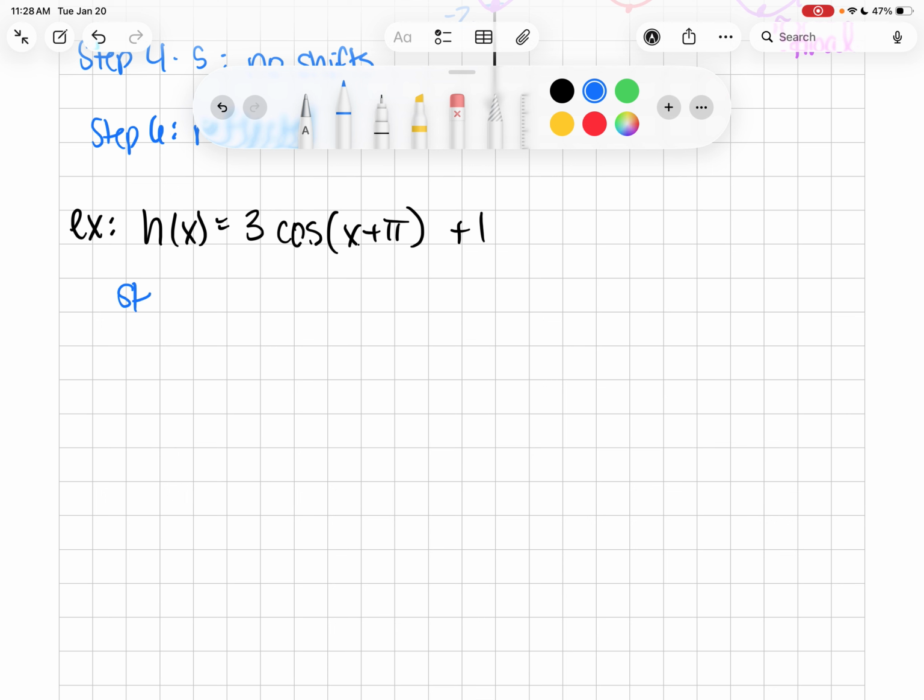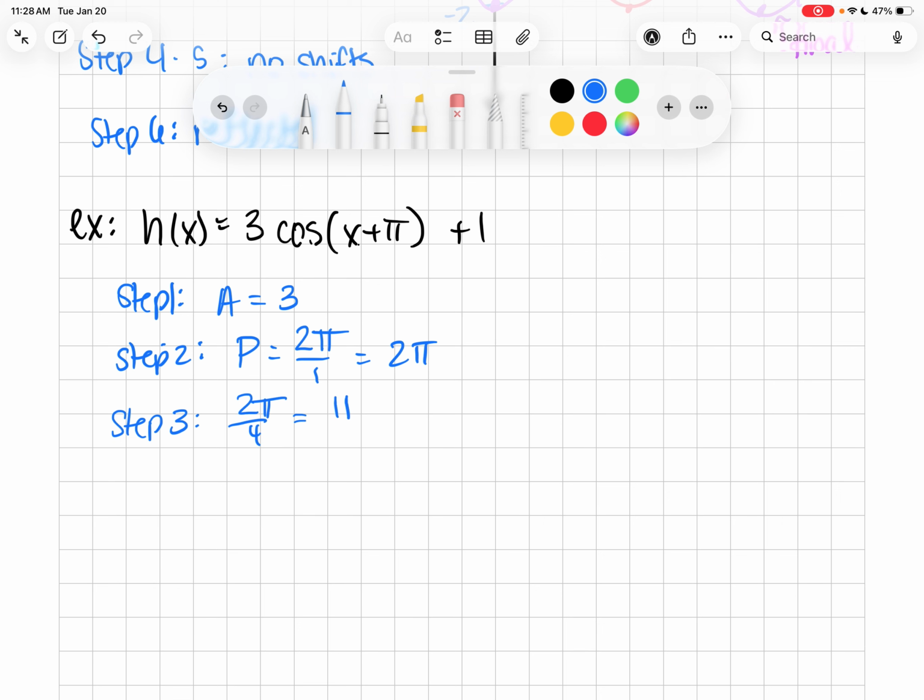All right, step 1. What's the amplitude? 3. Step 2, period. How do I find that? Yep, so 2 pi over 1 just ends up being 2 pi. So then I need to find the increments. So step 3, we take 2 pi divided by 4, just increments of pi over 2.